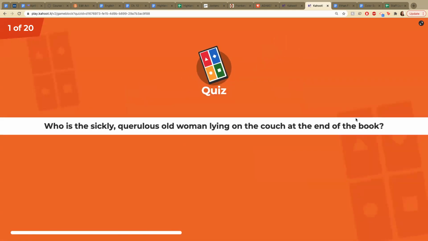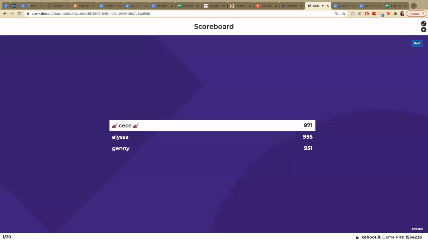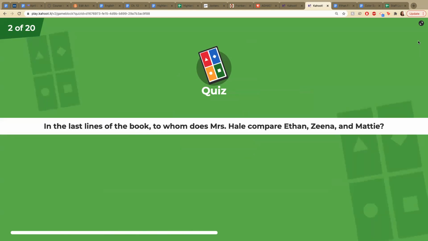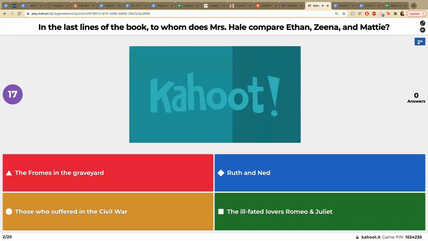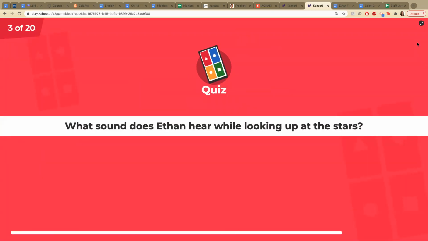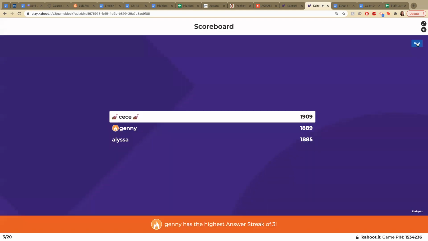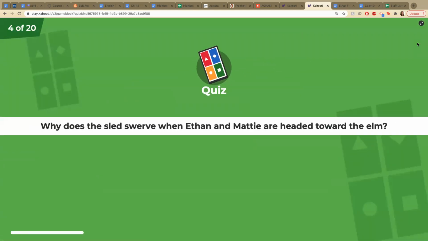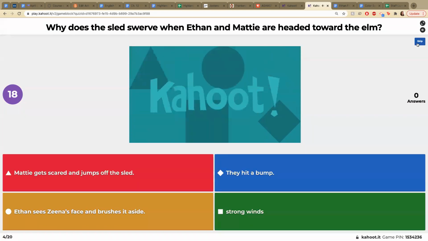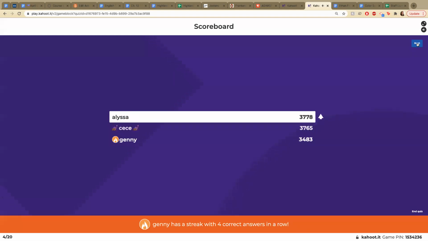All right. Who is the sickly, querulous old woman lying on the couch at the end of the book? Good. In the last lines of the book, who does Mrs. Hale compare the three of them to? Beautiful. Already getting started is better than last time. What sound does Ethan hear while looking up at the stars? Great. Why does the sled swerve when they're headed towards the elm? Oh my gosh, y'all are literally so close in score.